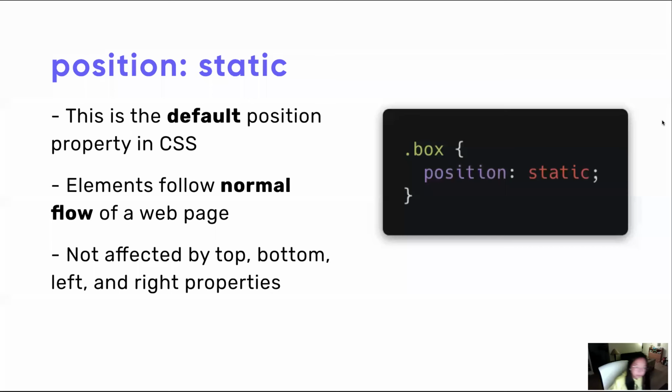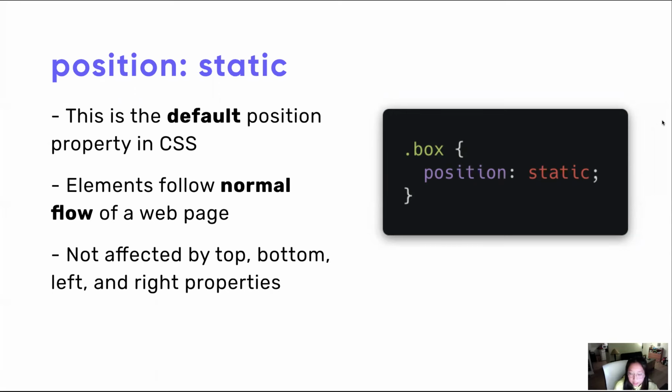Okay. So to start off, we have position static. Position static is the default position property in CSS. Essentially what this means is that the elements follow a quote unquote normal flow of a web page. That sounds kind of abstract, but you can just think of it as stacking everything on top of each other in a giant list. So it's nothing fancy. It's just the basic default. So if you didn't specify any position, it would just be static, right?